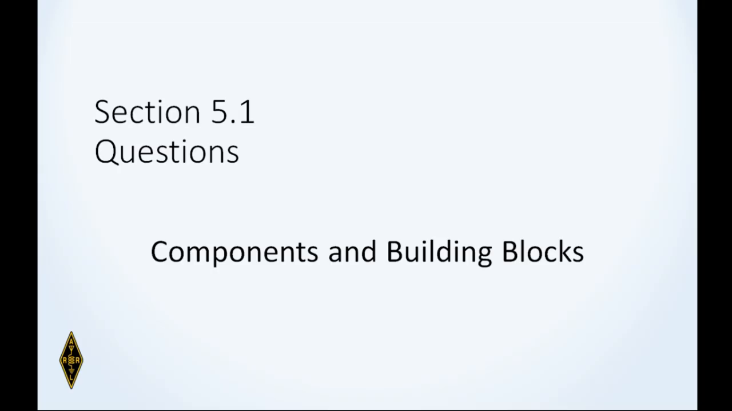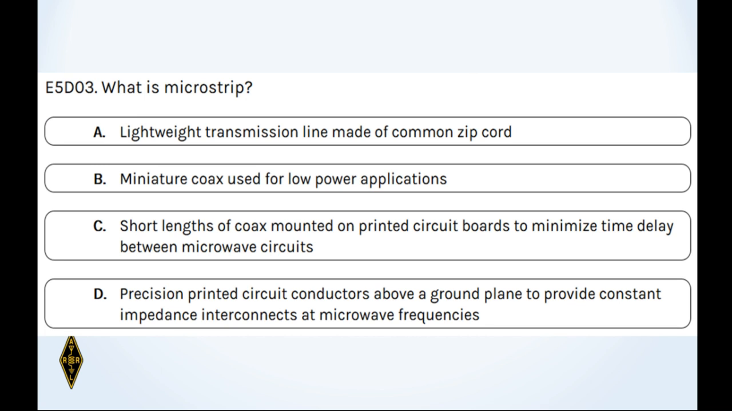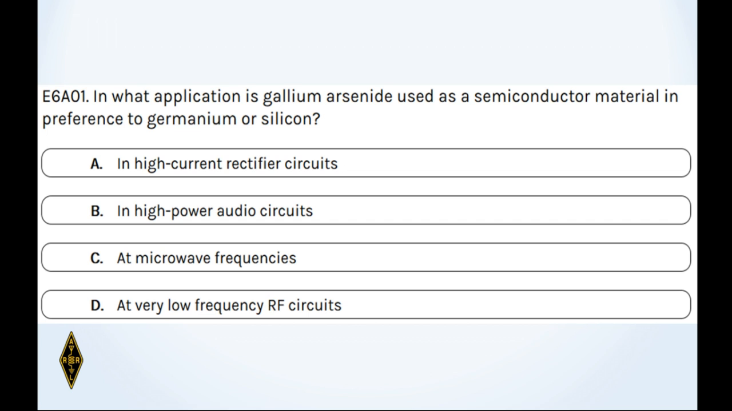All right, we made it through the first section. Let's answer some questions. So what is microstrip? D, precision printed circuit conductors above a ground plane to provide a constant impedance. And in what application is gallium arsenide used as a semiconductor material in preference to germanium or silicon? At the highest frequencies, you need the highest performance devices, so yeah, microwave frequencies.